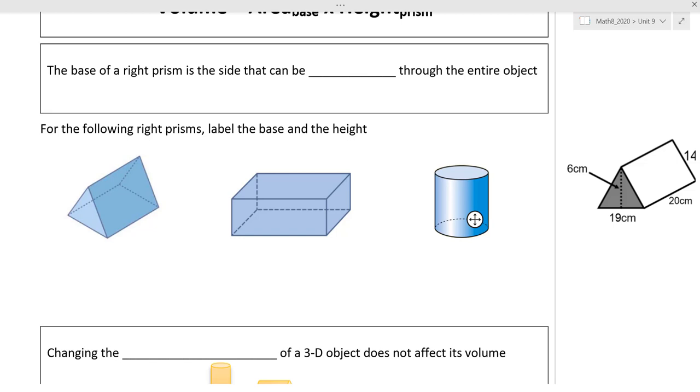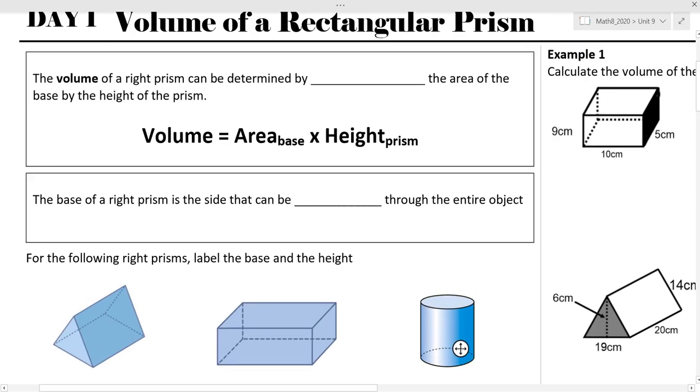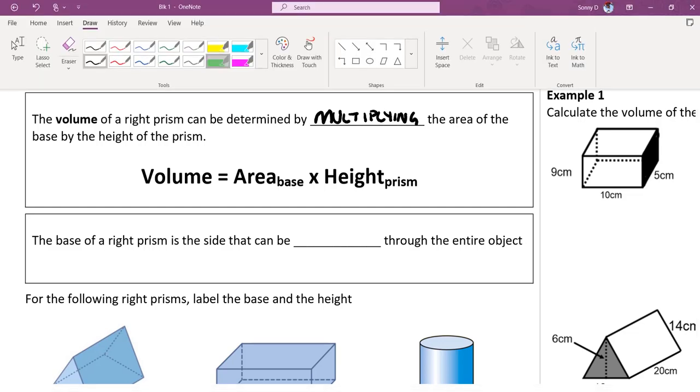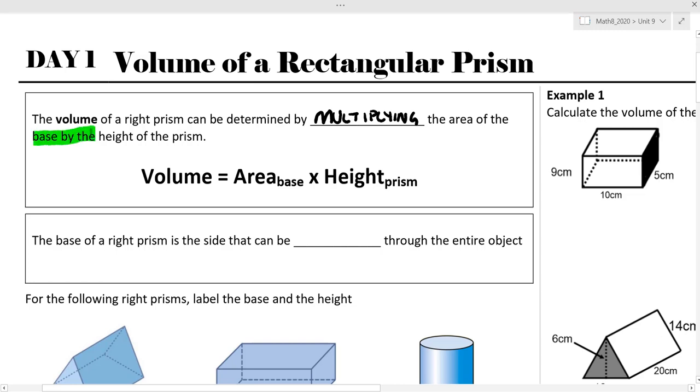So volume is the amount of space an object takes up, right? And the calculation is way easier than what we did for surface area, right? So the volume of a right prism can be determined by multiplying the area of the base by the height of the prism. All right.